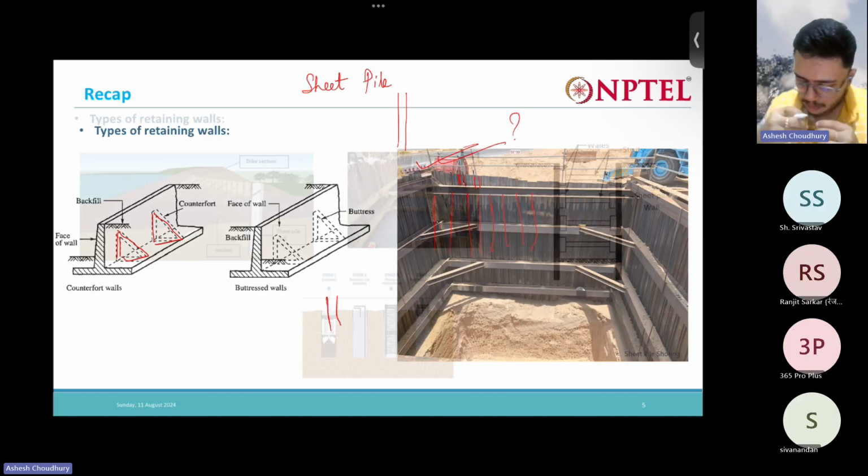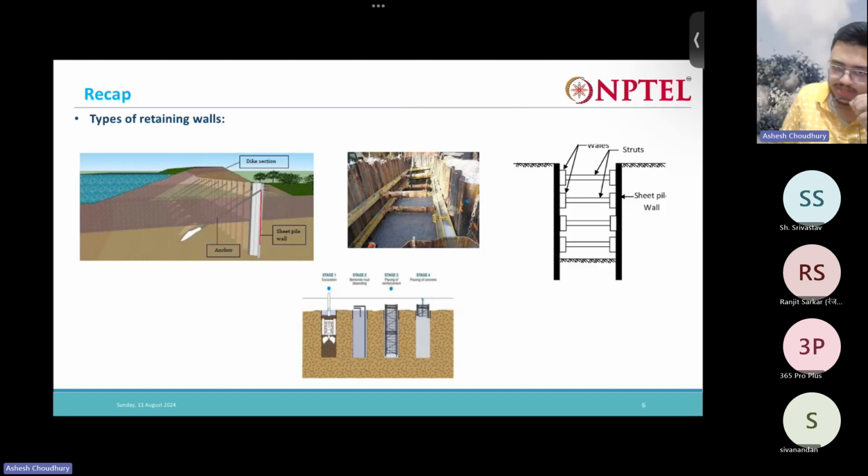Okay, so here are some more types of retaining structures. You can see that is the anchor sheet pile. Same sheet piles, we have driven the sheet piles here, made the sheet pile wall by driving the sheet piles into the soil. But here, instead of using bracings, we have used some anchors. So these anchors are holding the sheet pile back into the soil.